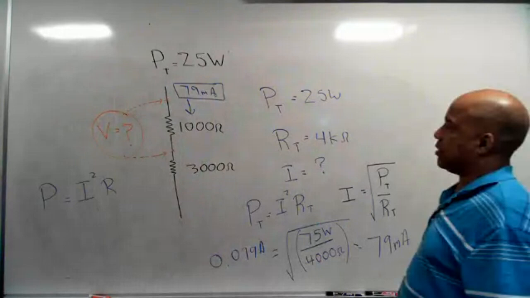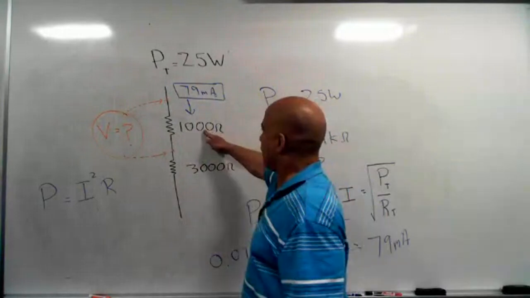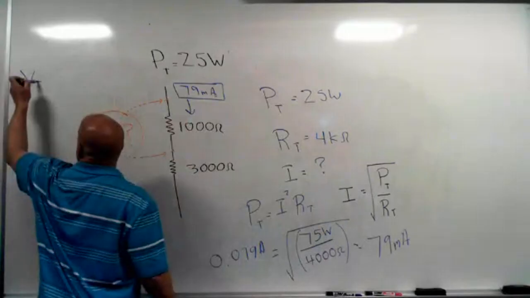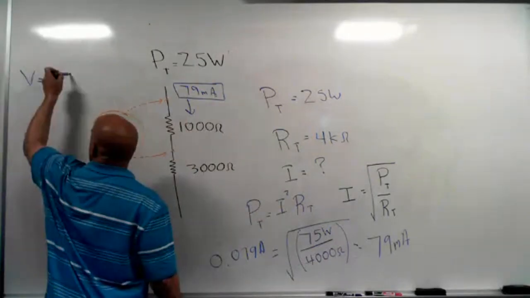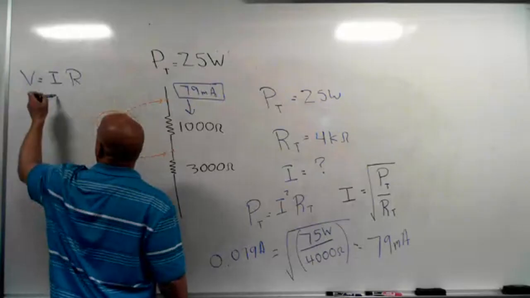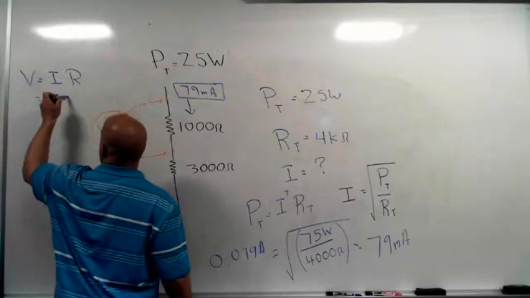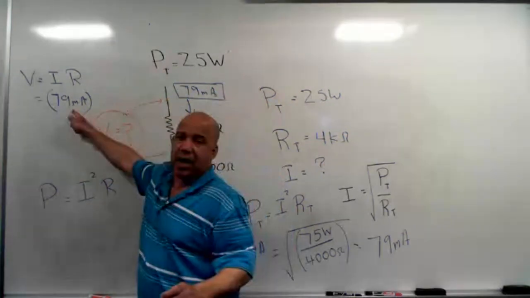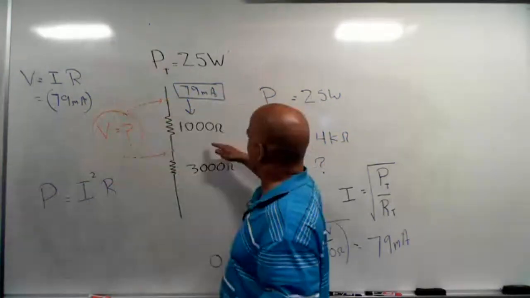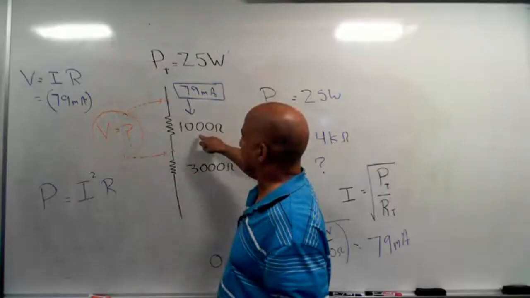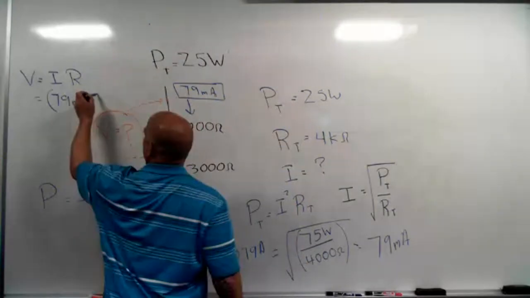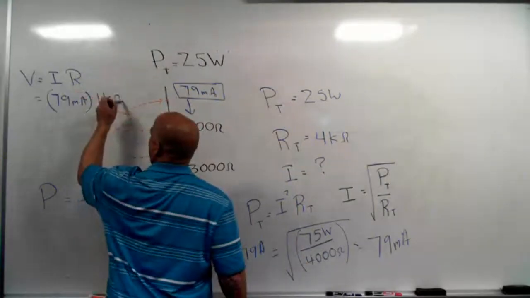The question is, okay, well, how much voltage is across that resistor? Now it's really easy. That voltage drop is going to equal the current through the resistor times the value of the resistor. I got 79 milliamps. Now here's something that's handy, guys. When your current is in milliamps, it's easier to do the problem if you have the resistors in K. So 79 milliamps, I multiply by 1K ohm.